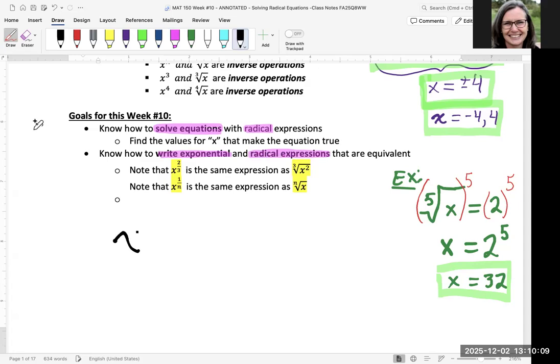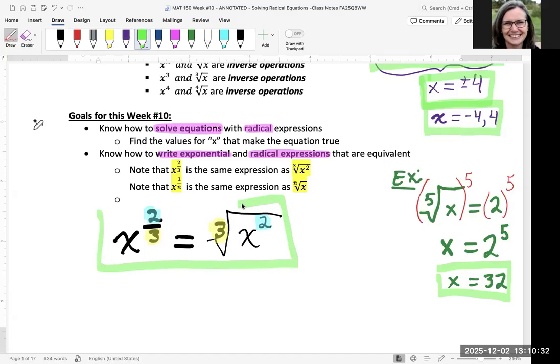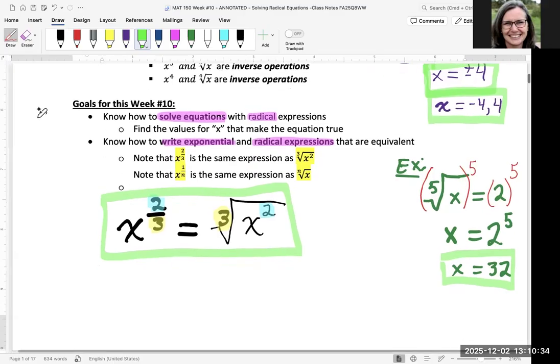So if I have x to the 2/3 power, we need to remember that the denominator is the index and the numerator of 2 is our exponent. The exponent is always the numerator. The denominator is always the index. And so you need to know how to rewrite these and go back and forth and use whichever form is easiest for you.